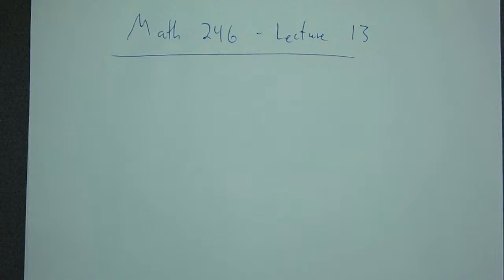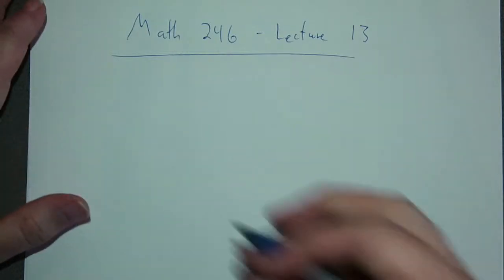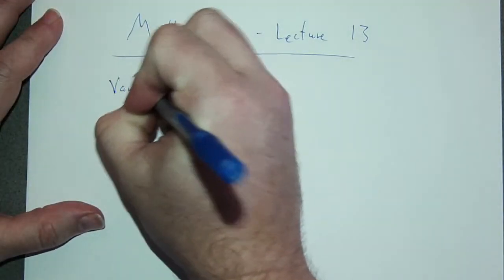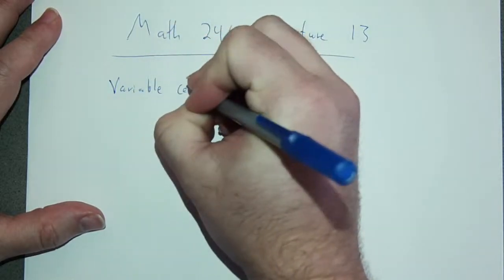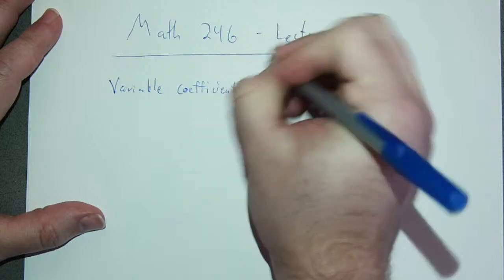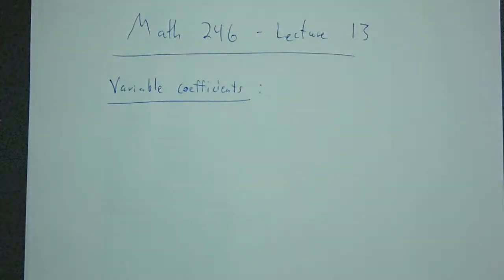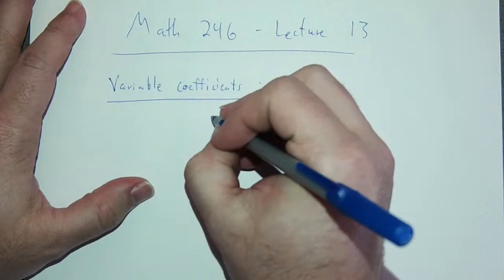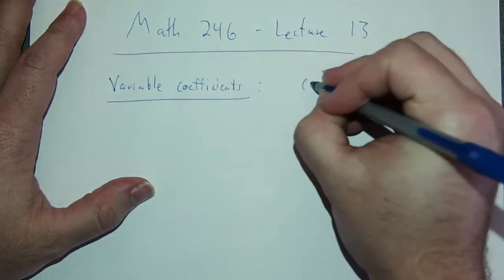We finished our discussion of solving non-homogeneous constant coefficients yesterday. And so today I wanted to talk about what to do when we have variable coefficients. We could talk about this in general for an nth order equation, but let's just give a particular example, a second order equation. So let's just look at the second order case.